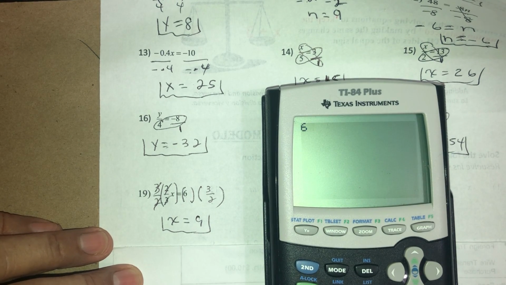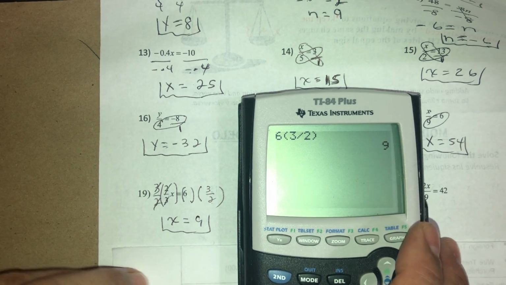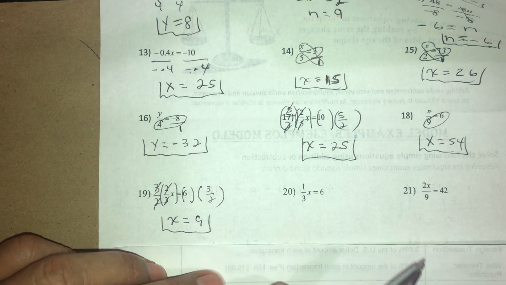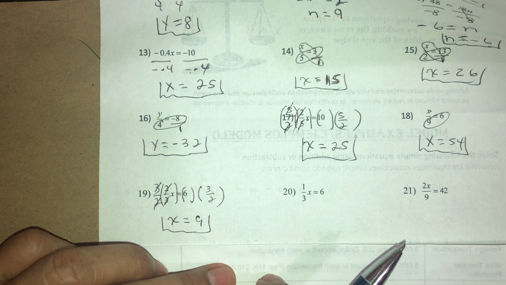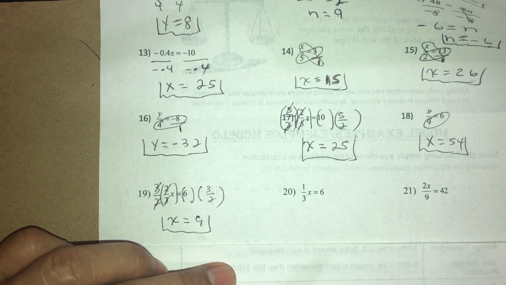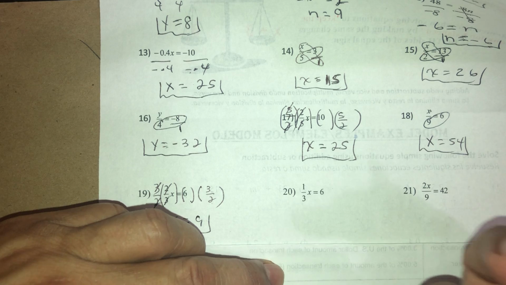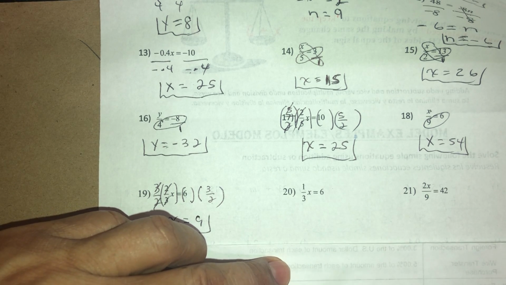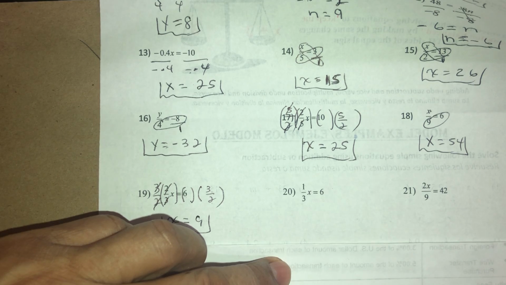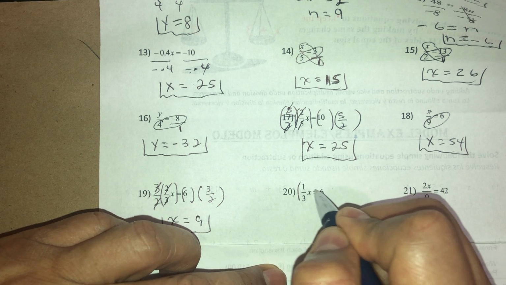6, parentheses, 3 divided by 2, and you click enter, and the answer is 9, all right? Remember, the reciprocal, guys, that's one of the properties of real numbers that we learn during the school year. So everybody should know. When you do summer school, you don't do everything in detail because it's not the same thing. I mean, we don't have enough time. Regular summer school is 8 weeks, but now because of what's going on in the world, we're only doing 5 weeks. So, same thing, all right?